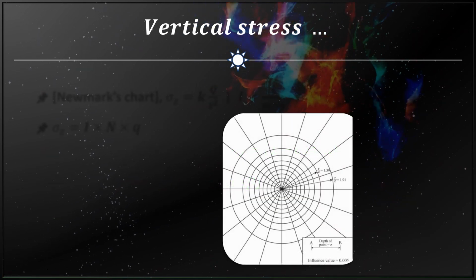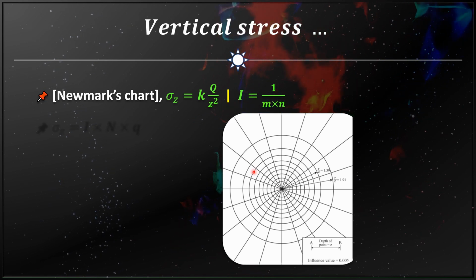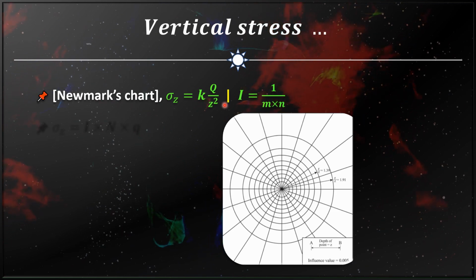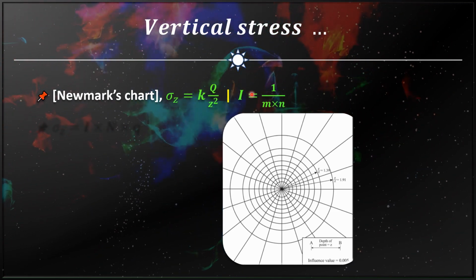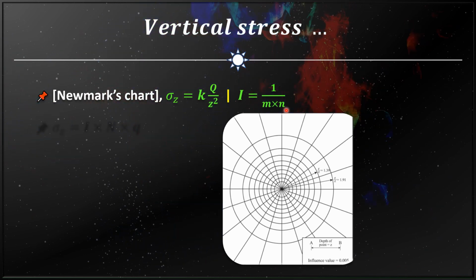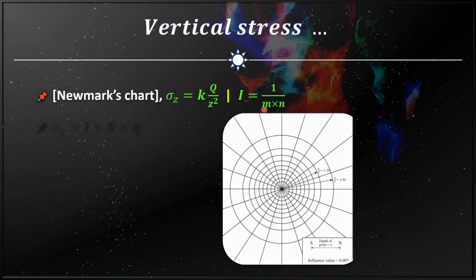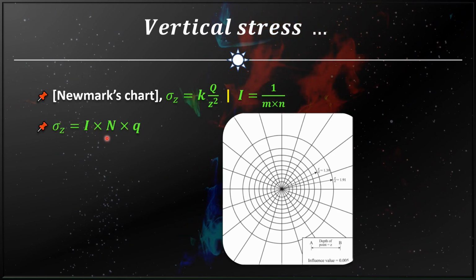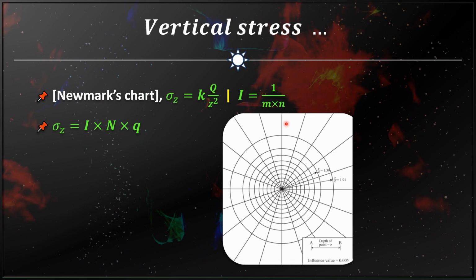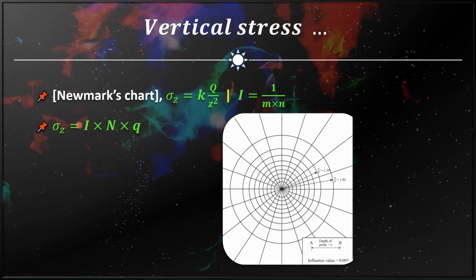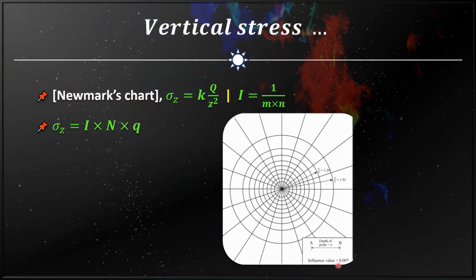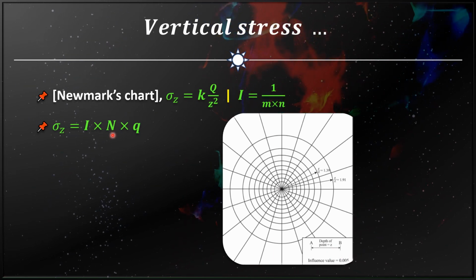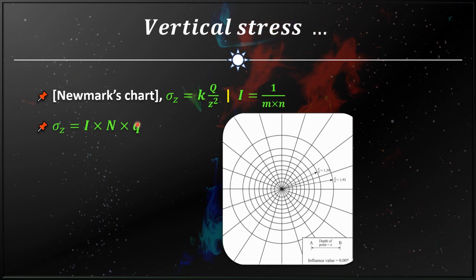Now we shall see the Newmark's chart, how it is calculated. By using Newmark's chart, we have to calculate sigma z equal to k into q by z square, and I is the influence factor. We know already what m and n are: m is L by z and n is b by z. Here sigma z is equal to I into n into q, where I is given by 1 by m cross n, that is the influence factor. Basically the influence value shall be 0.005. Here you can see in this diagram, and n is the number of circles, into q.